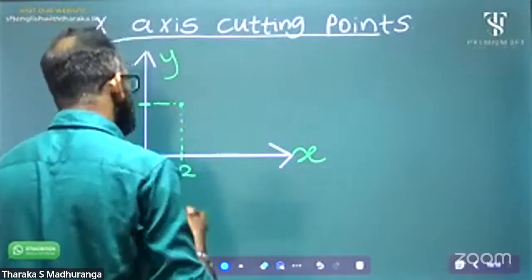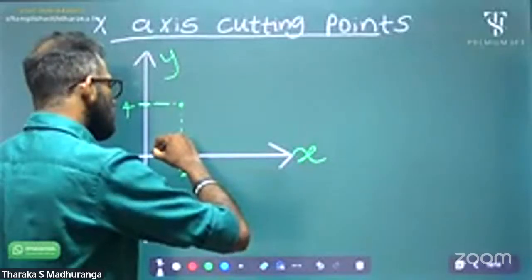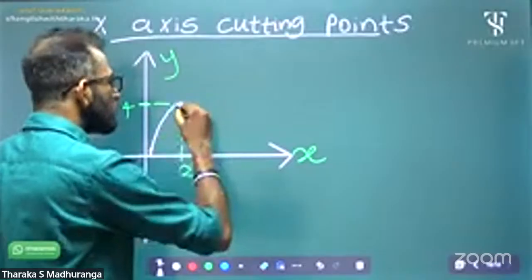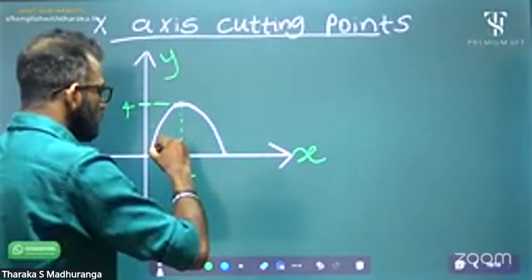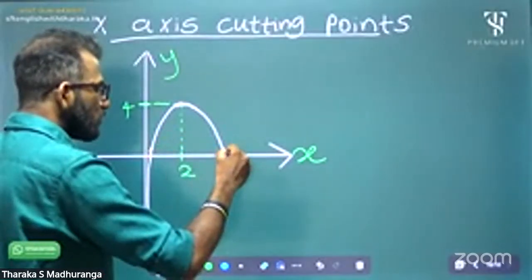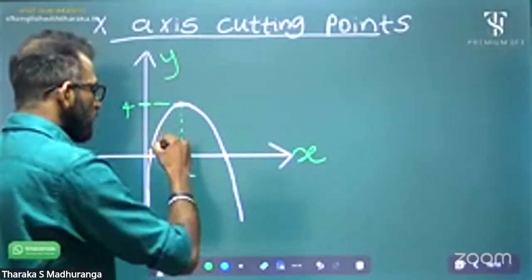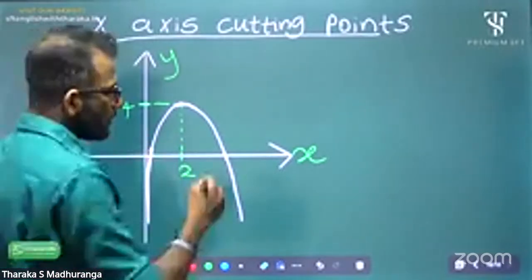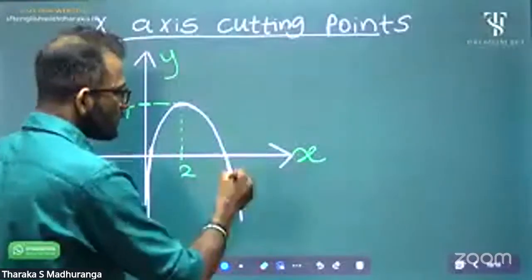Okay, now if you want to draw a sketch diagram, you have to find what the x-axis cutting points are. Okay, now this is a turning point. Finding the turning point is not enough. You should find the x-axis cutting points as well. They are the x-axis cutting points.